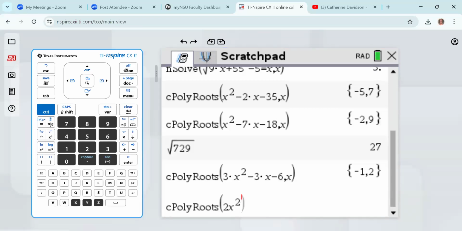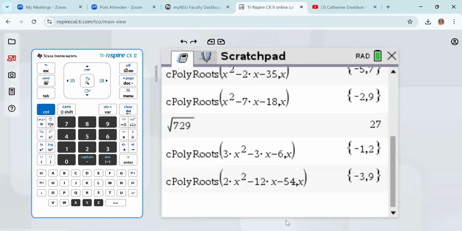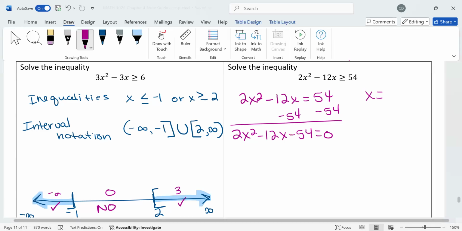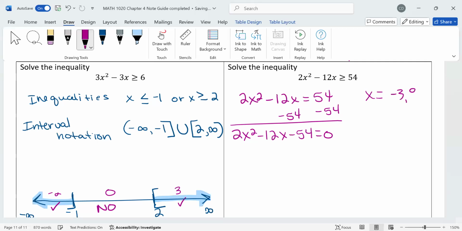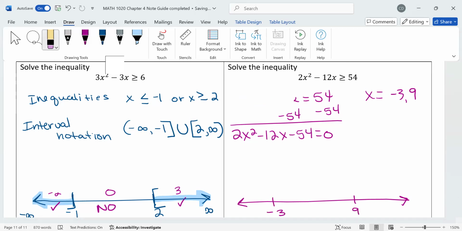Squared. And no equal sign, put comma x. We get -3 and +9. That breaks up our interval.